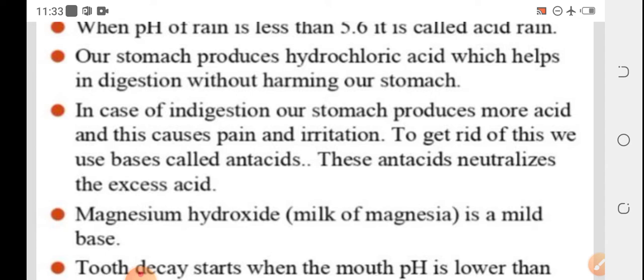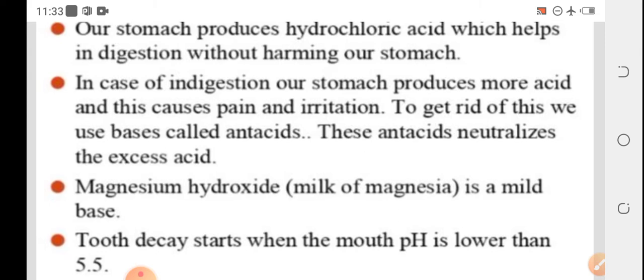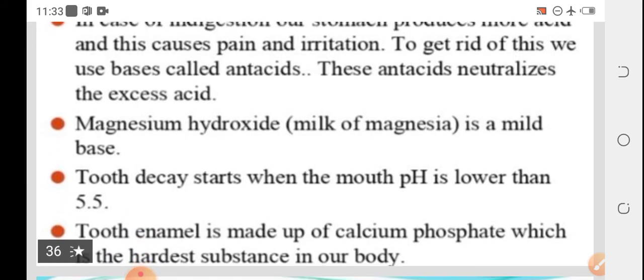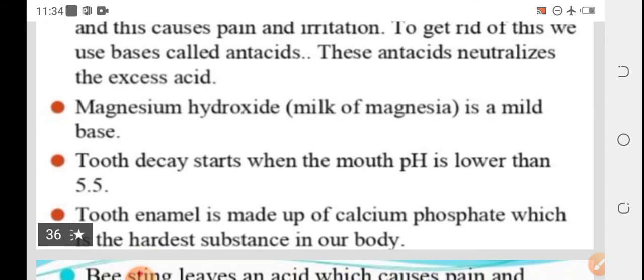As we discussed earlier, people nowadays are buying Eno and drinking it to avoid this issue. When they take excess food, more acid is produced, and because of this they get some pain, irritation and discomfort. To get rid of this issue, they use Eno. Eno is an antacid. Magnesium hydroxide is also called milk of magnesia. Magnesia is a mild base.